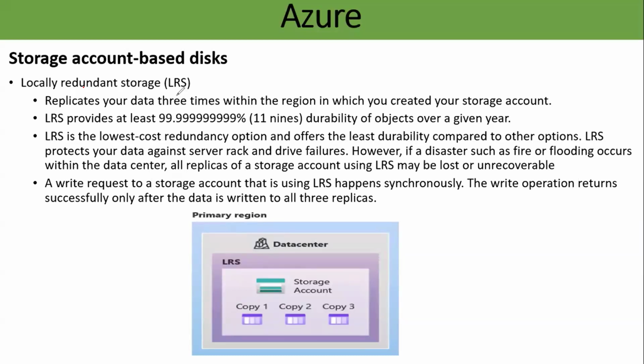So LRS, ZRS, and GZRS we'll just go through. LRS provides 11 nines, 99.999999999%. It's durable, meaning the storage access will be available these many nines, 11 nines, if you take the LRS. And LRS is the lowest cost redundancy option, offered with the least durability compared to the other options. Means this is the lowest option.